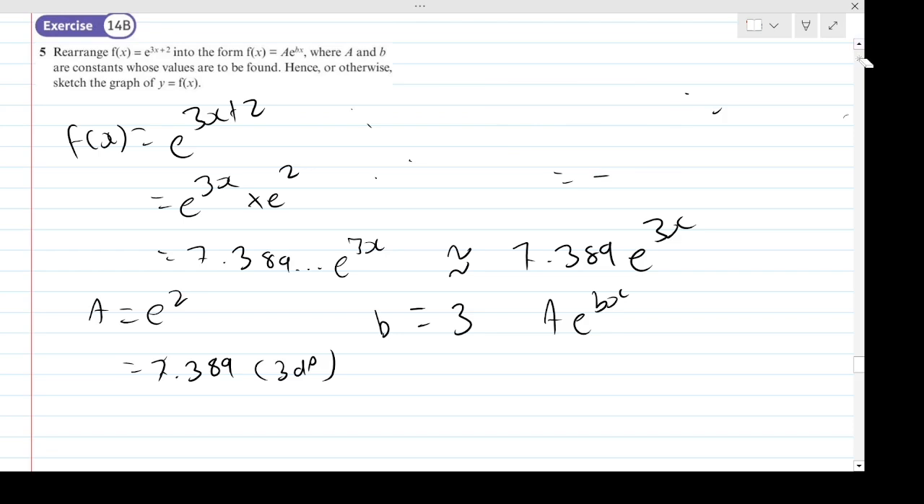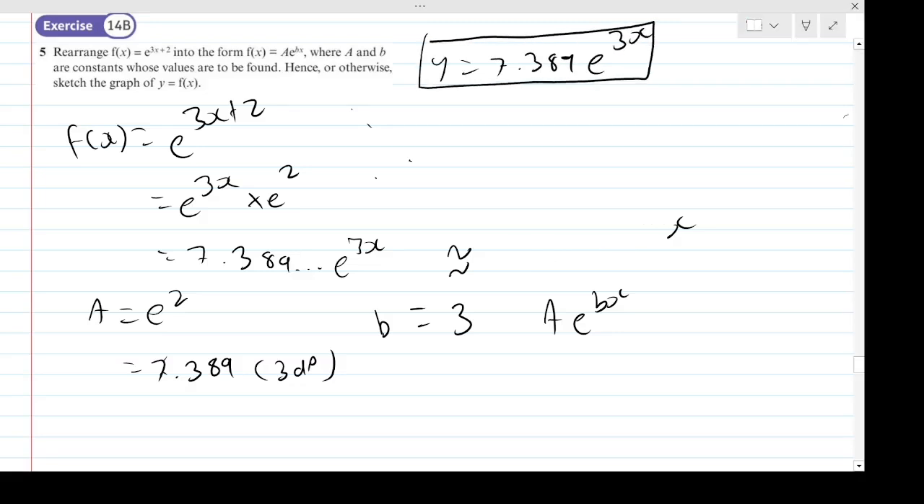But I need to sketch the graph effectively. The graph y is 7.389 e to the 3x. I'll make a note of that there. Okay, so I'm going to get rid of this now. But that's what I'm going to sketch.